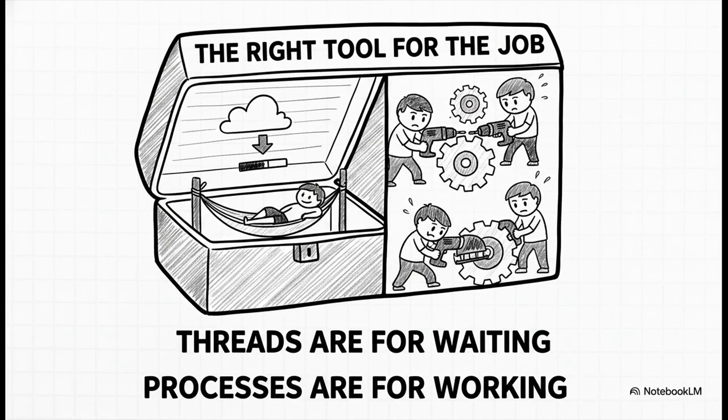Look, if you forget everything else we talked about today, just remember this one sentence. Use the right tool for the job. Threads are for waiting. Processes are for working. Truly understanding that single distinction is the secret to unlocking high-performance Python.